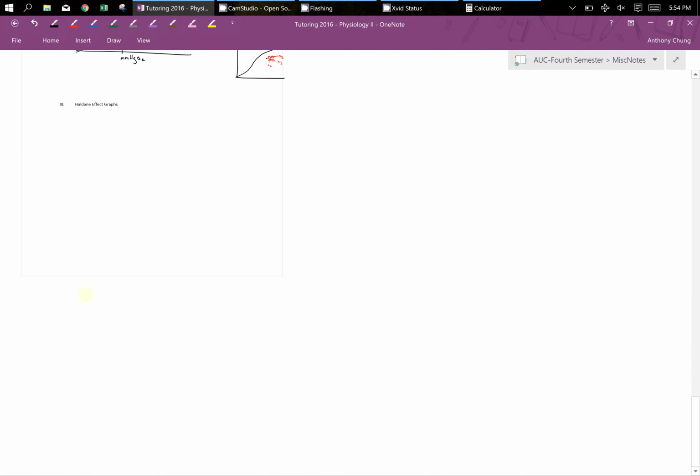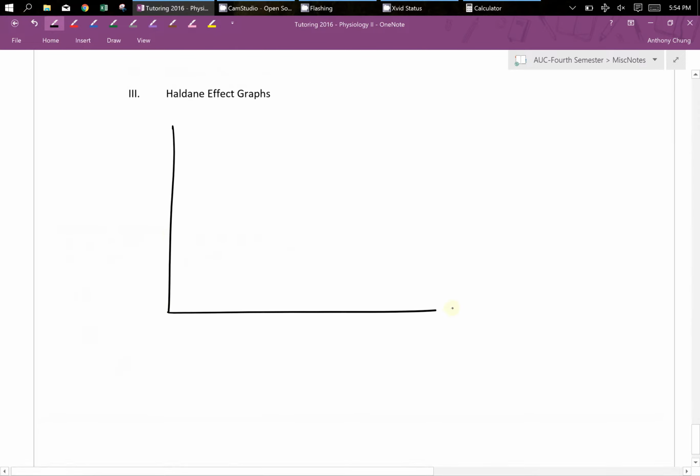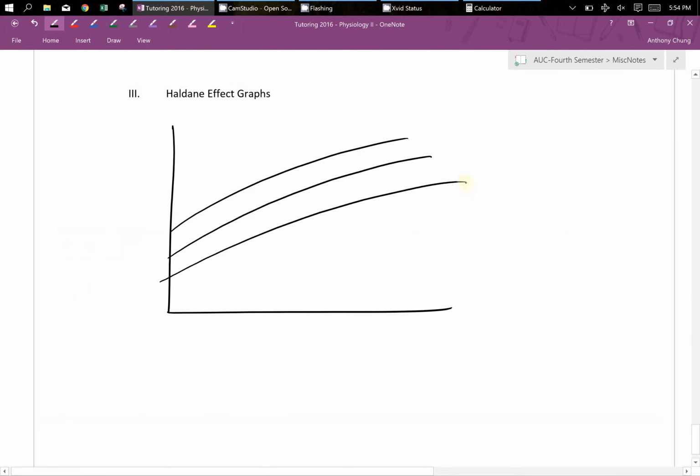All right, we get to the Haldane effect. So the Haldane effect looks really similar. And a lot of people get confused because the Haldane effect graph looks like this, right? And that's a little confusing. But think of it the same exact way as you did before.